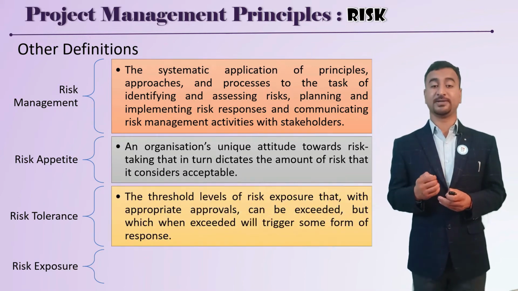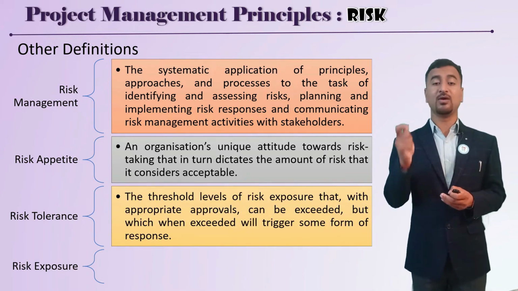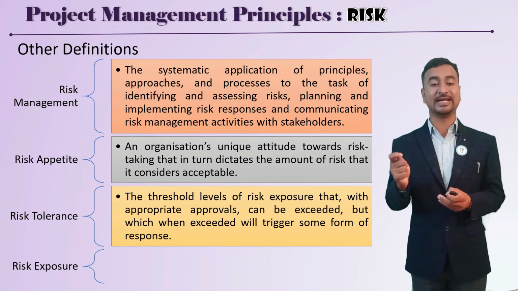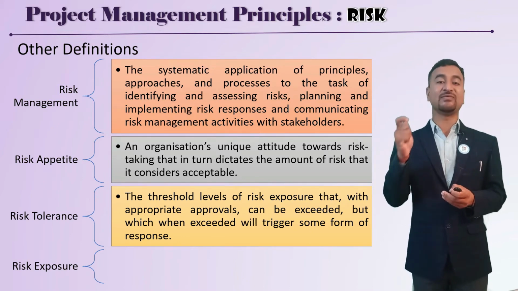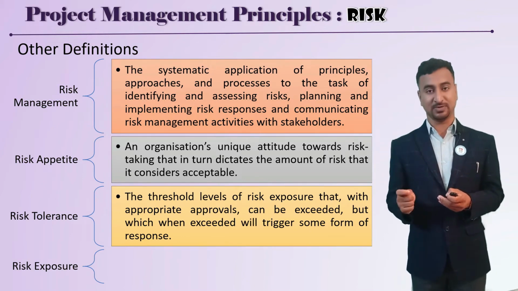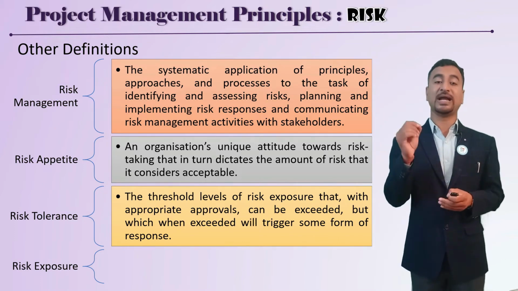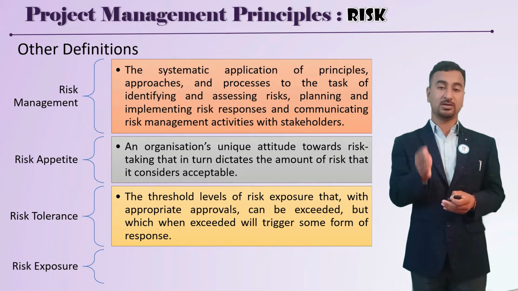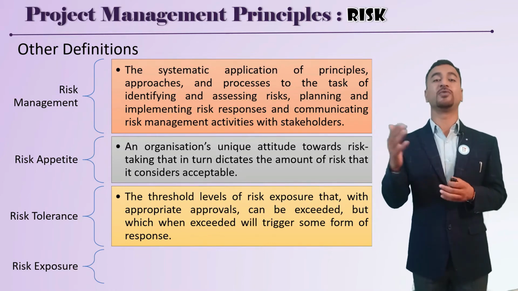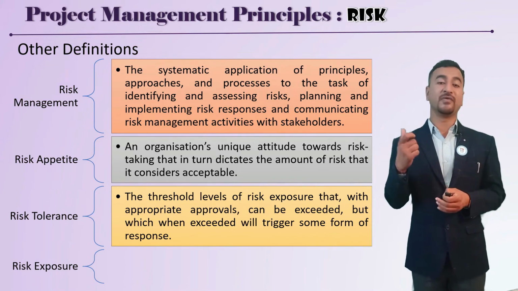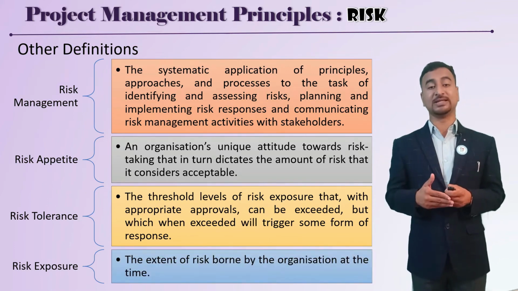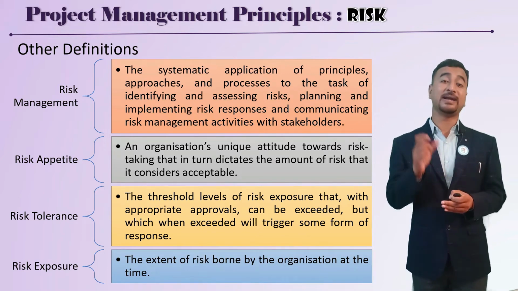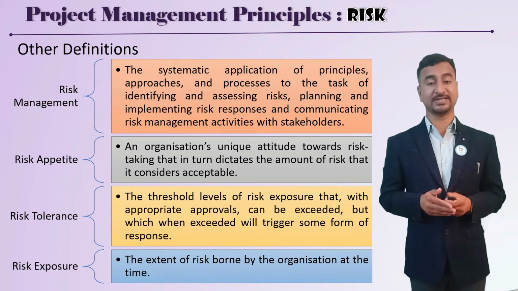Then risk tolerance limit is the threshold level of risk exposure that, with appropriate approval, can be exceeded, but which when exceeded will trigger some form of response that we call the risk responses. So that is the risk tolerance level. Beyond that, you cannot go with that risk; you have to take management approval. And finally, risk exposure is the extent of risk borne by the organization at any given point in time.